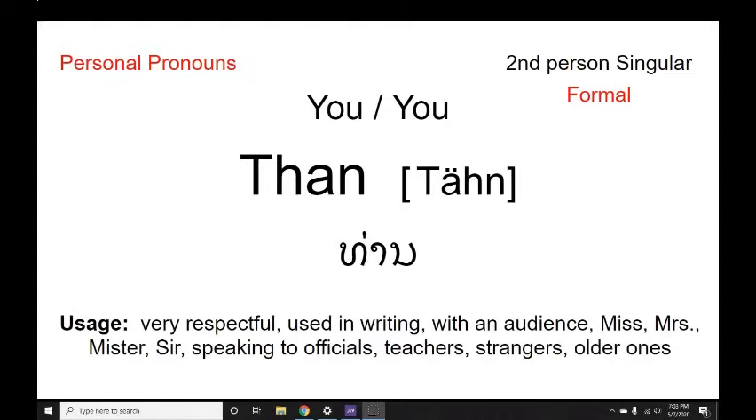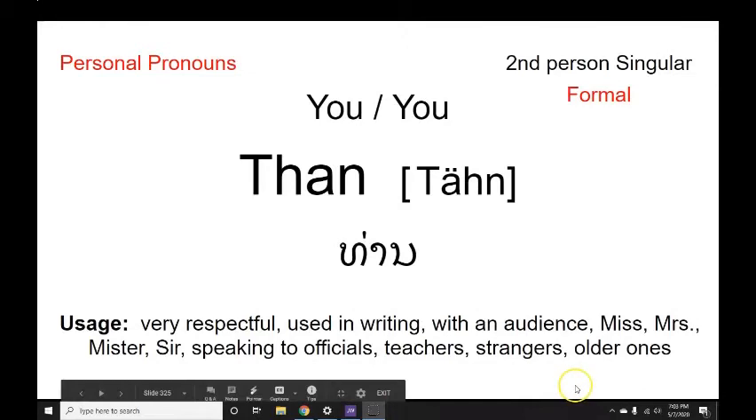Okay, so this would be a way that you refer to a person as miss, or in that respectful tone, as if you're saying sir, or refer to the person as sir. This is the way of saying you, and it's tan. Tan. You. In a formal way.